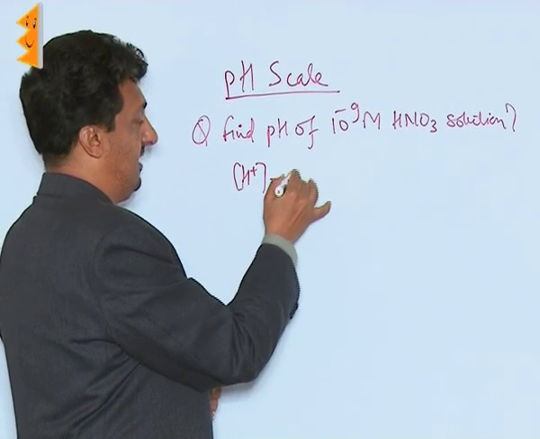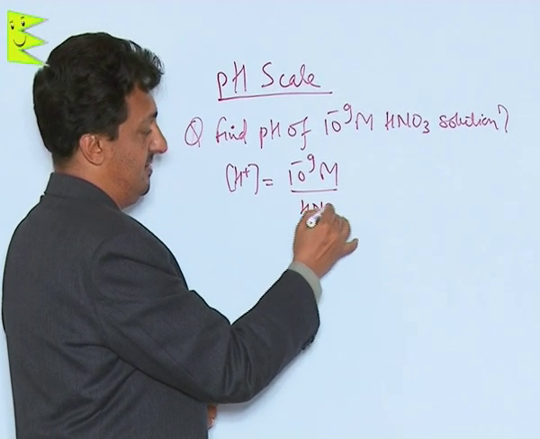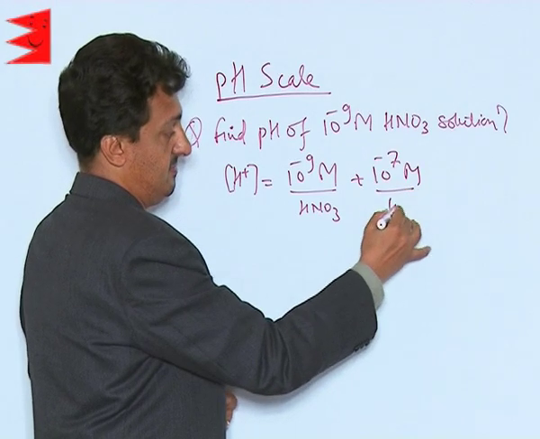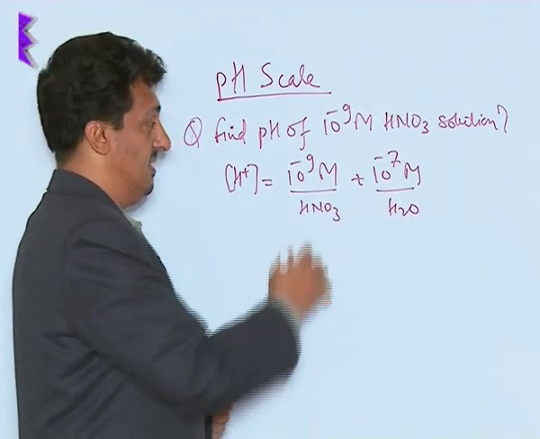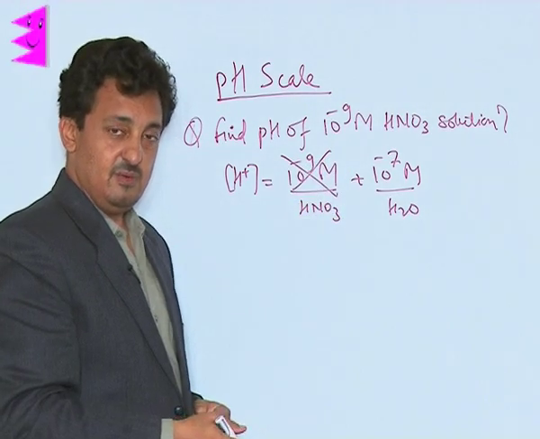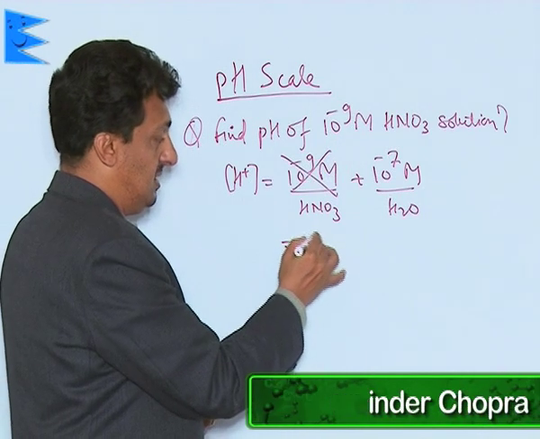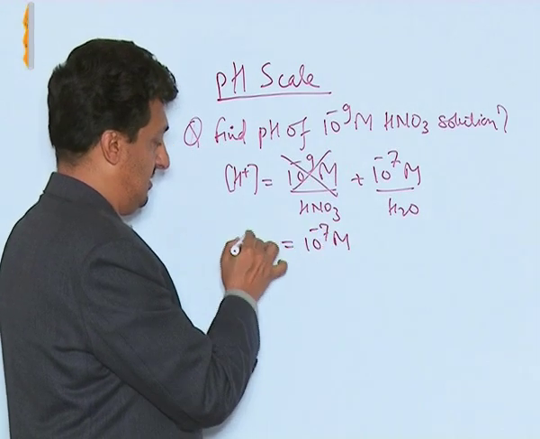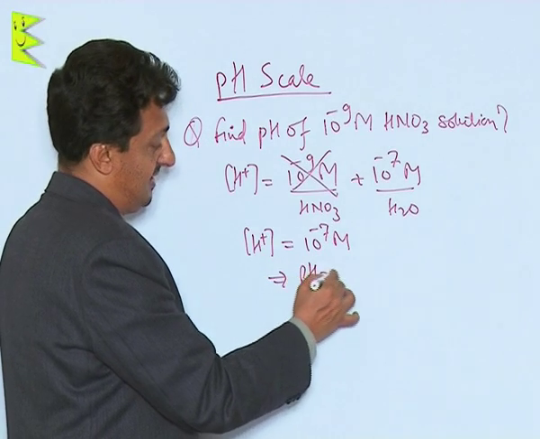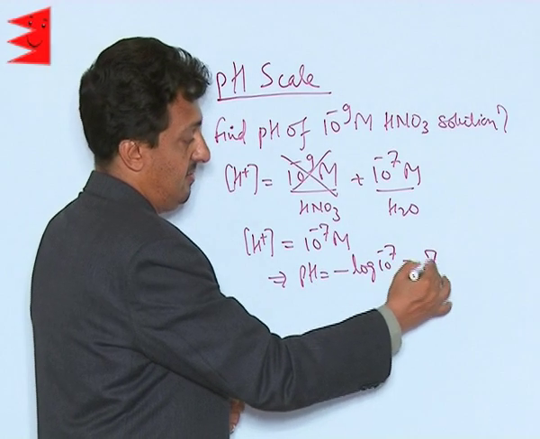See, now the H concentration is 10 to the power minus 9 from nitric acid and 10 to the power minus 7 molar from water. If we compare this, this is a very small number, that will be second place of decimal. So we neglect this. So what we have is 10 to the power minus 7 molar H concentration. Therefore, the pH in this case will be minus log of 10 to the power minus 7. So it will be 7.